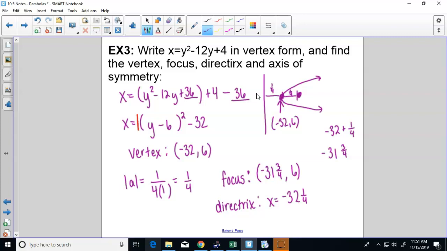Okay, questions there? Our last part is we need the axis of symmetry, which is a horizontal line. Richard, is a horizontal line x equals a number or y equals a number? Y. So y equals, and it goes through the vertex here. So we look at the y coordinate, so it's y equals 6 in that case. Okay, questions?